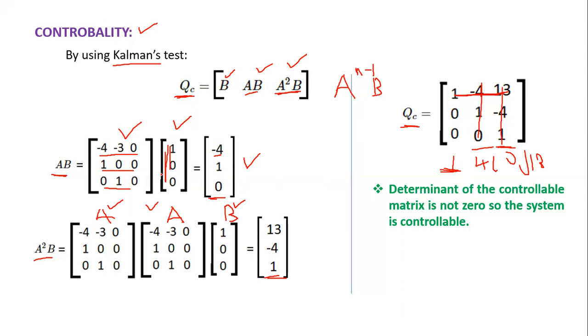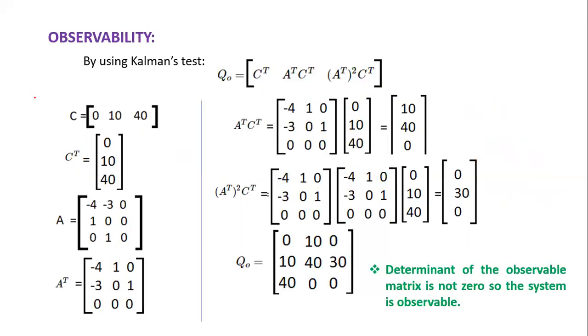Next, coming to the observability. Here also we are using the Kalman's test. By using Kalman's test, we need to find the observable matrix. This is the observable matrix Q naught. Q naught is equal to C transpose, A transpose into C transpose, A transpose square into C transpose, and so on up to A transpose power n minus 1 into C transpose. What is n? N is the number of state variables. Here we are having 3 state variables. So 3 minus 1, 2. So A transpose square into C transpose.